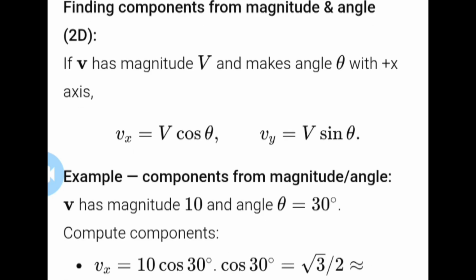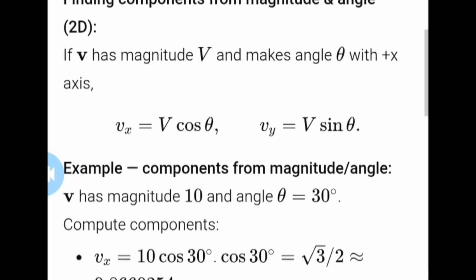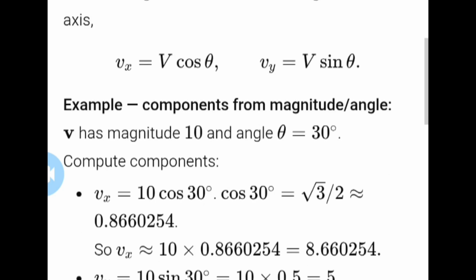Now this becomes interesting because you're applying your previous knowledge from the first video, where we talked about the relationship between Cartesian coordinates and polar coordinates, and you're using them to find components. Okay, so this is an example. If V has a magnitude capital V and makes angle theta with the positive x-axis, Vx equals V cos theta, Vy equals V sin theta.